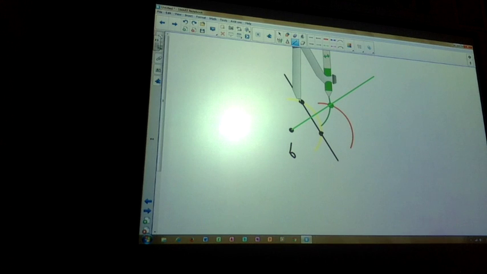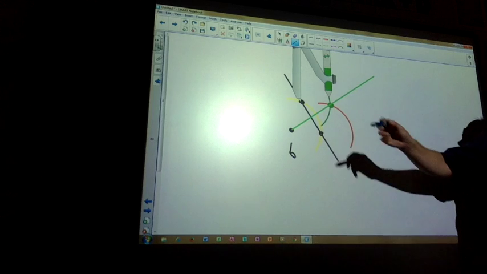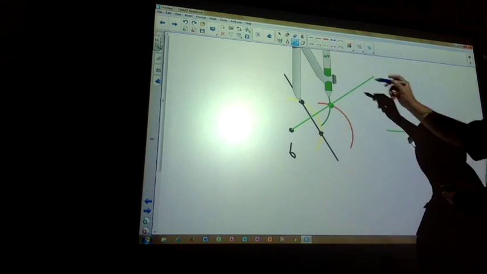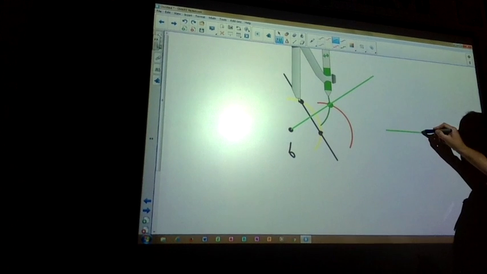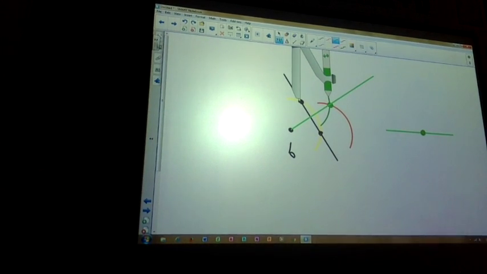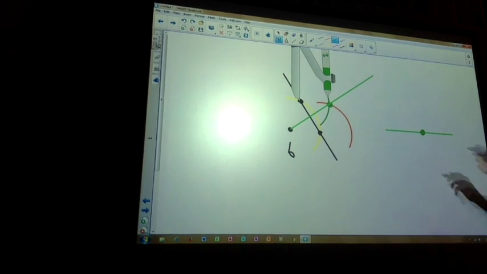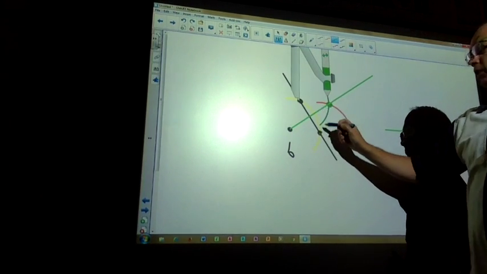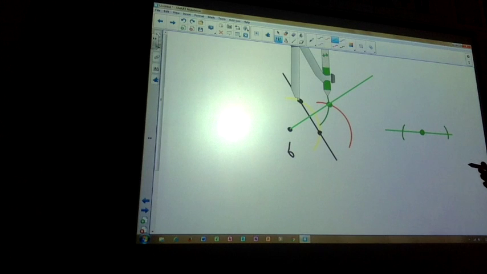So, is this much different than finding the perpendicular through the point that is on the line? Is this right here, what we just did, is it much different than doing this? No. Okay, so we use the compass, open at a certain distance, swing an arc on each side of the point. Then from these points, you swing an arc above and below to do that. So it's the same idea.